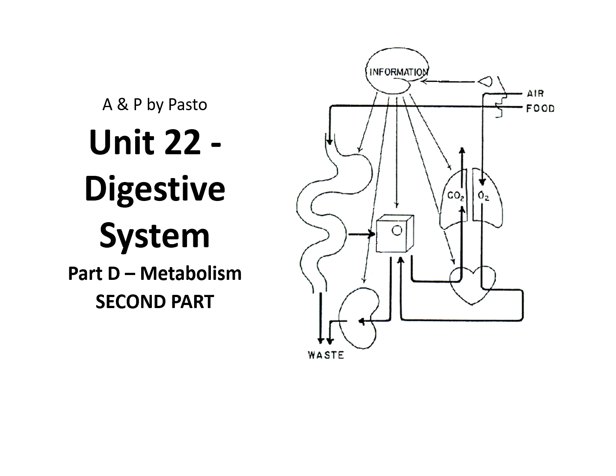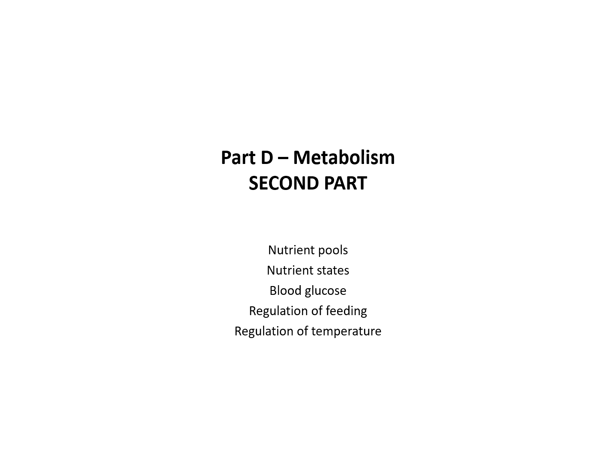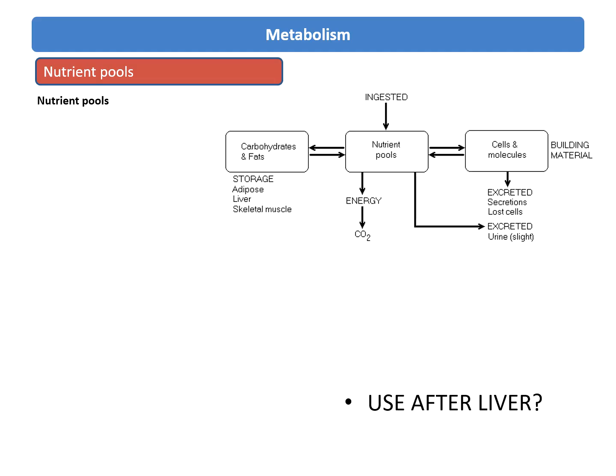This is Unit 22, Digestive System, Part D, the second part. The second part of metabolism includes nutrient pools, nutrient states, blood glucose and its control, regulation of feeding, and body temperature. Now, let's look at nutrient pools.